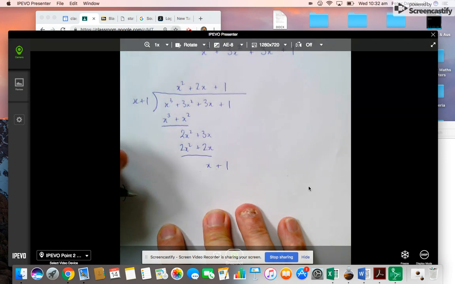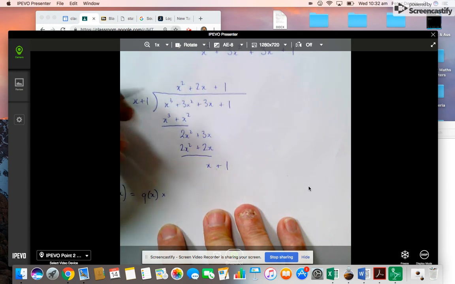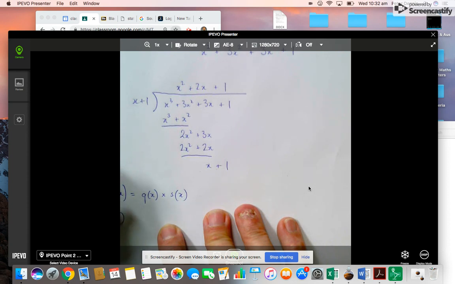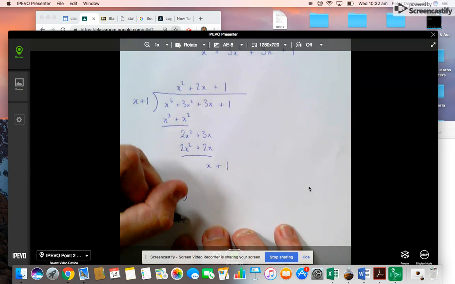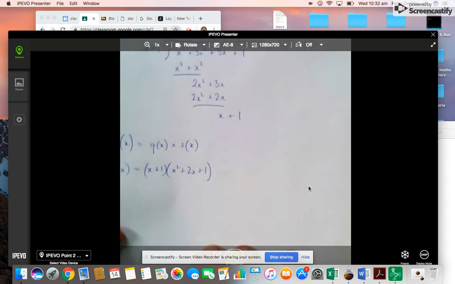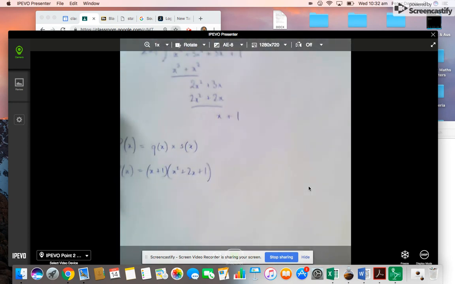So what we've got in the final situation, and this is how Alan wrote it, is that p(x) equals q(x) multiplied by, I don't want to use r(x), but let's just say s(x) here. So p(x) equals x plus 1 times x squared plus 2x plus 1. Okay, so that was the first nice simple division.